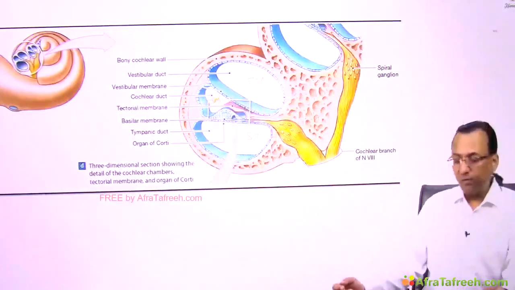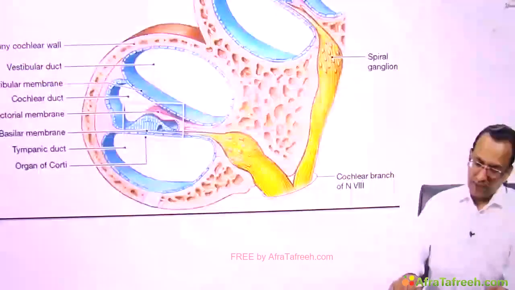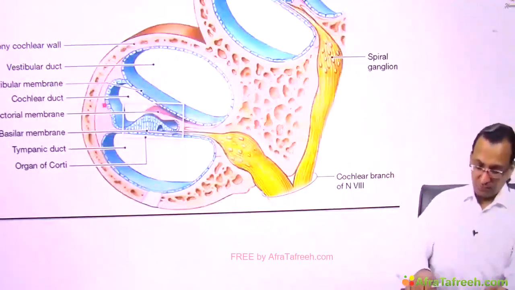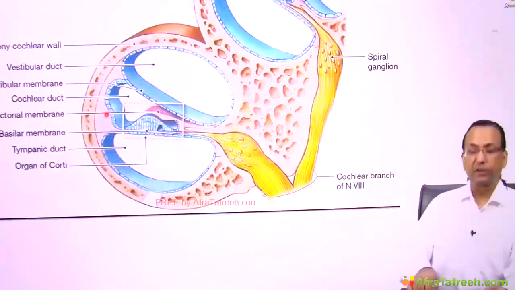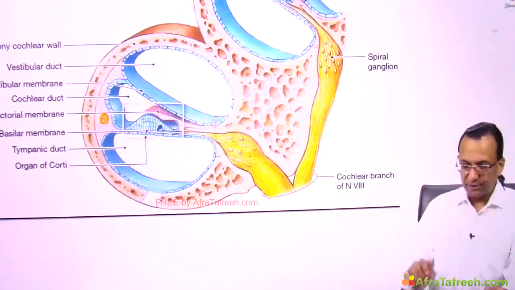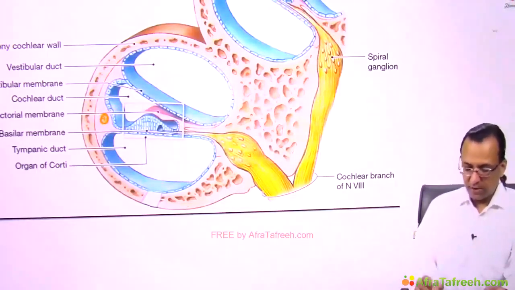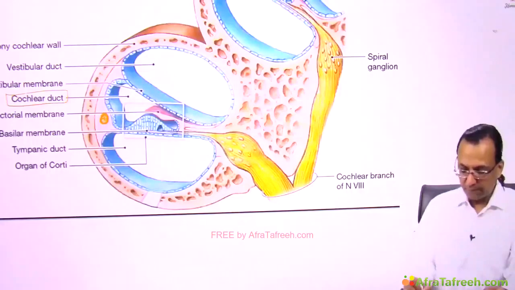What else? You have to magnify this again. As you magnify this again, what you have to understand is there will be stria vascularis here. And what is the function of stria vascularis? Stria vascularis is secreting endolymph inside the cochlear duct, which is also called scala media.